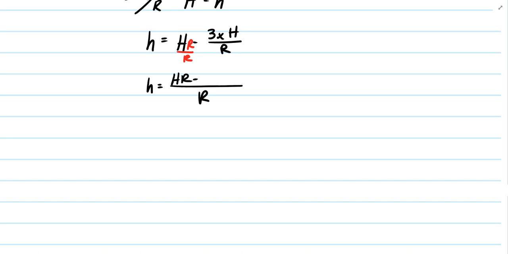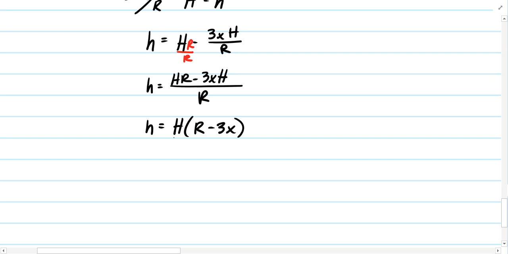HR minus 3xH over R. And in case we need it, it might be worth noting that capital H is a common factor in the numerator here. And we'll say capital H times R minus 3x divided by capital R is our new value for h.